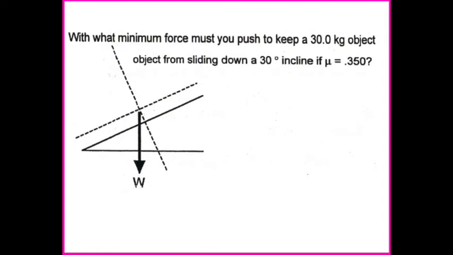Okay, with what minimum force must you push to keep a 30-kilogram object from sliding down a 30-degree incline? So 30 kilograms is mass. I know I have to break weight into components. Got the weight parallel to the ramp and the weight perpendicular to the ramp. The supporting force of the ramp is perpendicular to the ramp. And now friction's already holding it back some, but apparently that's not enough. You have to add a force.